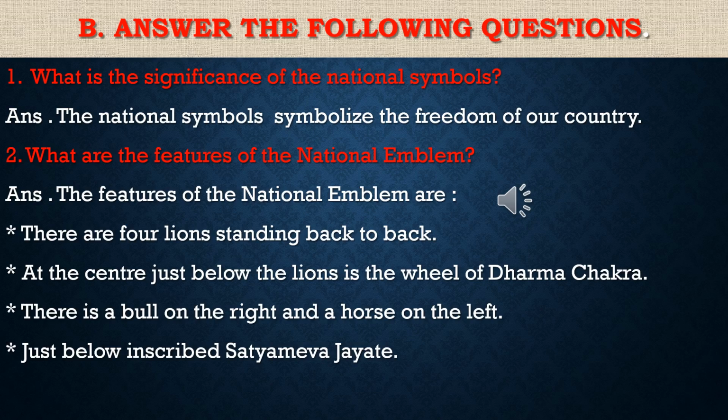What are the features of the national emblem? Answer. The features of the national emblem are: the first one is, there are 4 lions standing back to back, while visibly only 3 are visible, as you know. At the center, just below the lions, is the wheel of Dharma Chakra. There is a bull on the right and a horse on the left side. Just below is inscribed Satyamev Jayate, meaning सत्य की सदा ही जीत होती है.